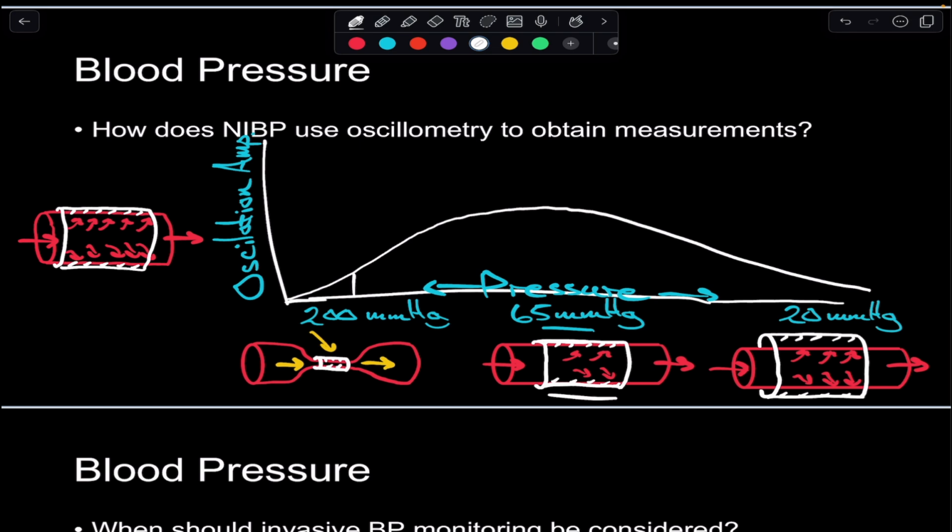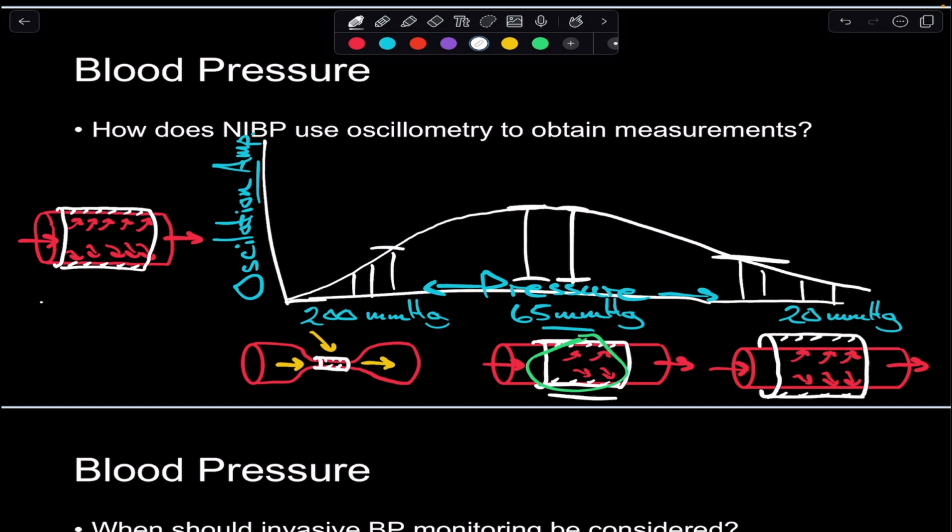So in this diagram over here, you have a small amount of oscillations being detected. And then on this side, you also have a small or minimal amount of oscillations being detected. But right here in the middle, you have a maximum amount of oscillations being detected because the cuff around the patient's arm is in the perfect amount of contact with the wall of the artery. So at this point, this is the mean arterial pressure. You can use that to derive the systolic and diastolic pressures.